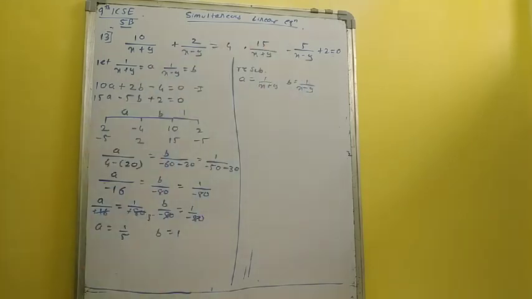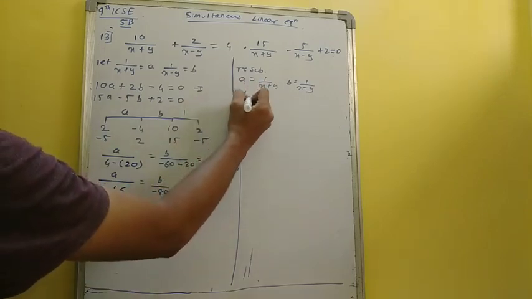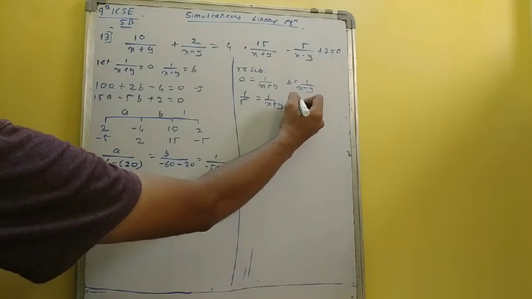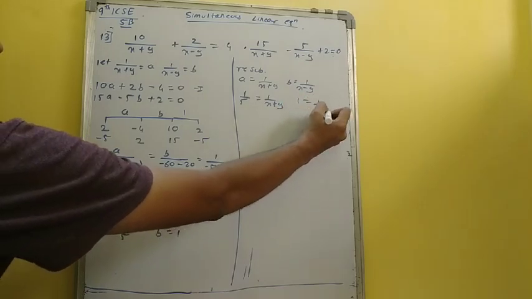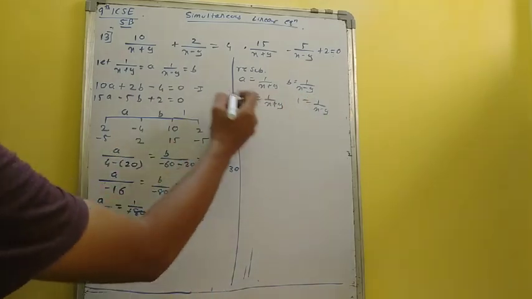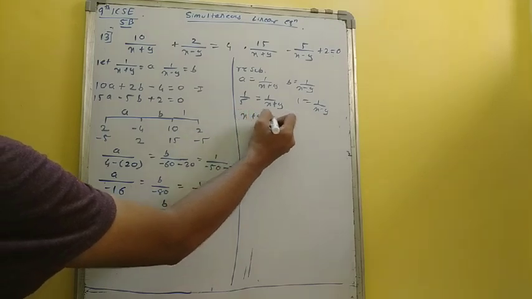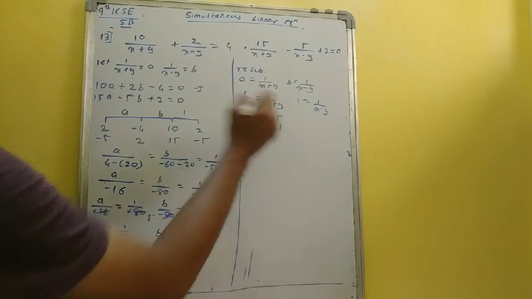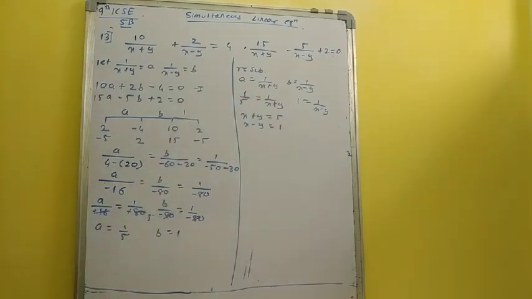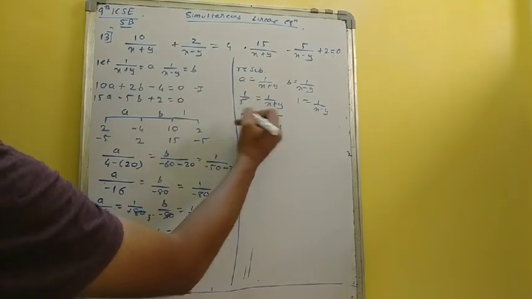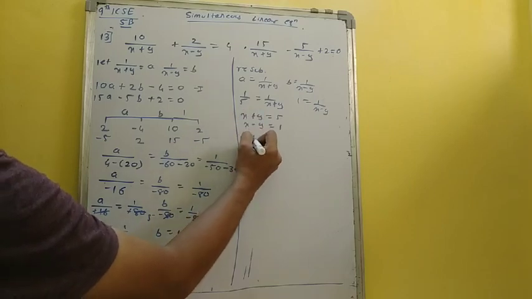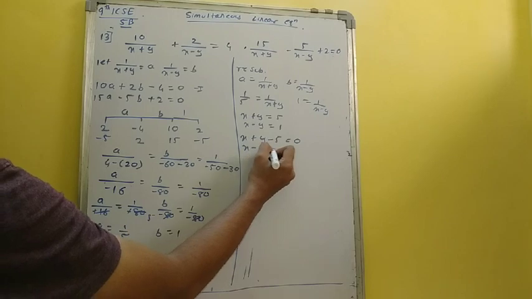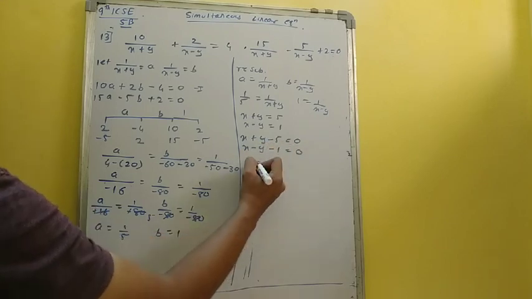So what is the value of a? A is 1 upon 5. So 1 upon 5 is equal to 1 upon x plus y, and 1 is equal to, as b was 1. So this will go that side, x plus y is equal to 5 and x minus y is equal to 1. Okay. So again, I will take all this term this side, so I will have x plus y minus 5 is equal to 0, x minus y minus 1 is equal to 0.